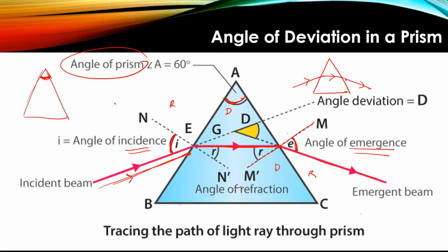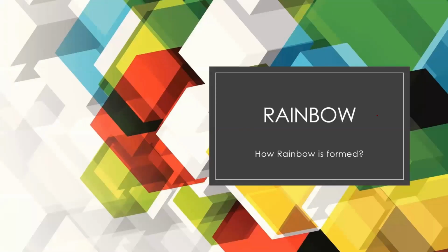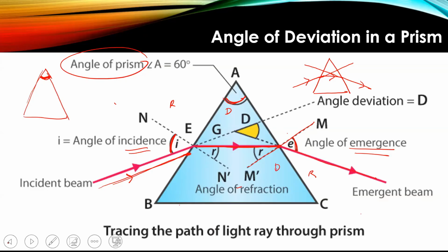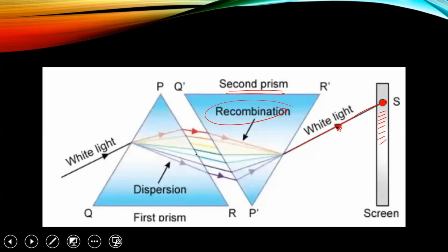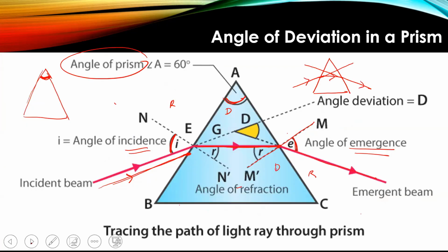Now, if you extend your emergent ray in this way and your incident ray in this way, the angle formed by the incident ray and the emergent ray over here is called the angle of deviation. So if you see this yellow colored angle, this is your angle of deviation. It normally comes in the CBSE board examinations to draw this entire diagram: draw a diagram of a prism and label the angle of deviation.